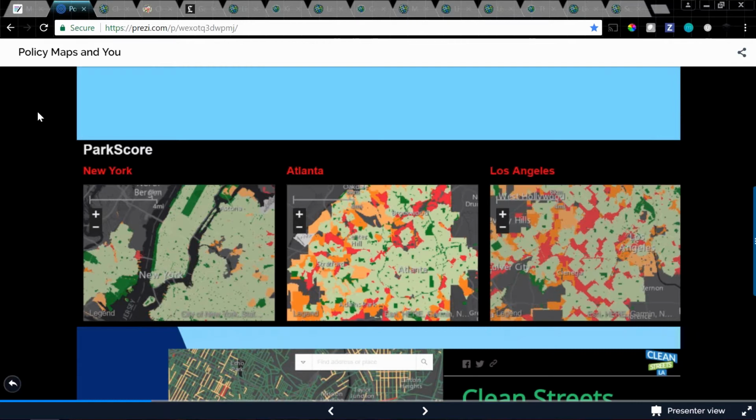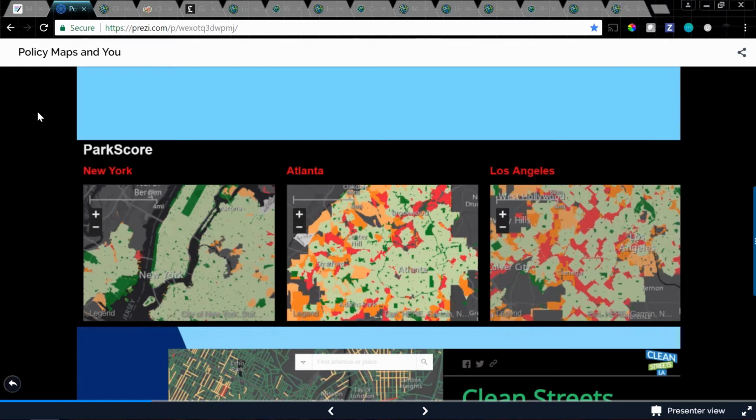Whereas in Atlanta and Los Angeles, I think the map maker was deliberate in choosing red and orange as sort of an alert color. Those are areas that do not have walkable access to a park nearby. And if they happen to be low socioeconomic status, they get a bright red color.